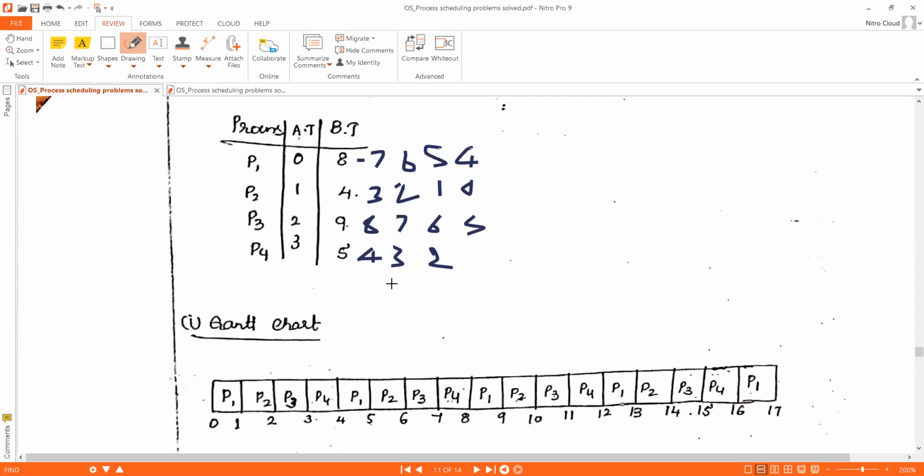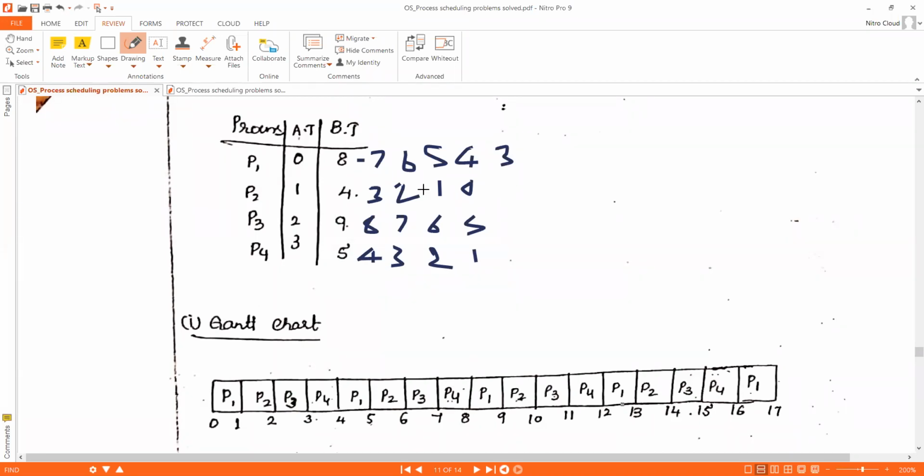Okay. Next, the CPU will be given to process 4. Process 4, how many milliseconds are remaining? 1 millisecond. Process 4 will be executed for 1 millisecond. After process 4's execution, the CPU will again be given to process 1. Process 1 will get executed for 1 millisecond.